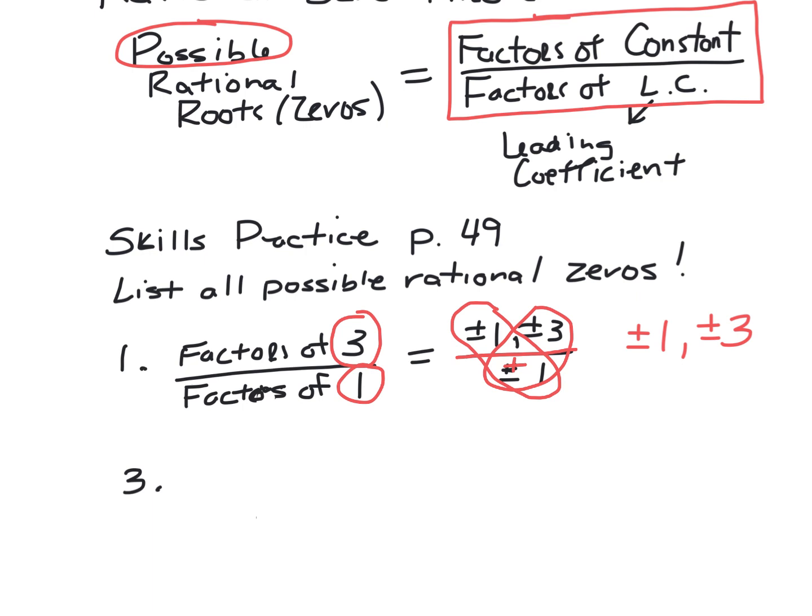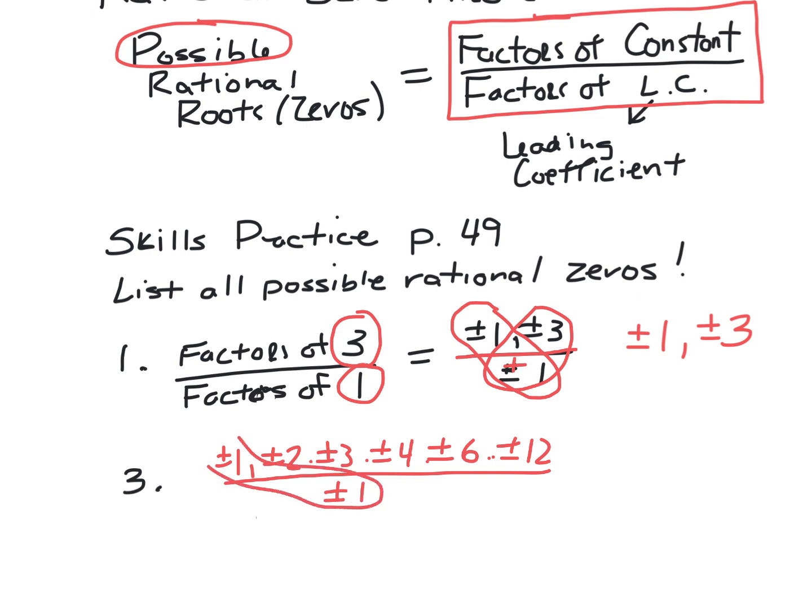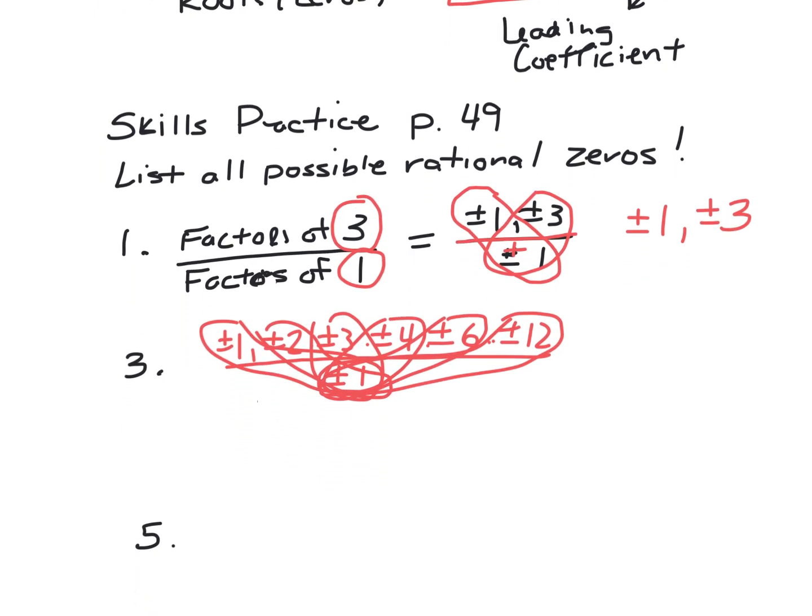All right, so number 3, your constant is 12, so we would have our factors of 12, which would be positive and negative 1, positive and negative 2, positive and negative 3, 4, 6, and 12. So again, several possibilities there. And then your leading coefficient is still 1, so you've got 1 on the bottom. So then you'd have positive and negative 1, 2, 3, 4, 6, and 12 as possible rational zeros.